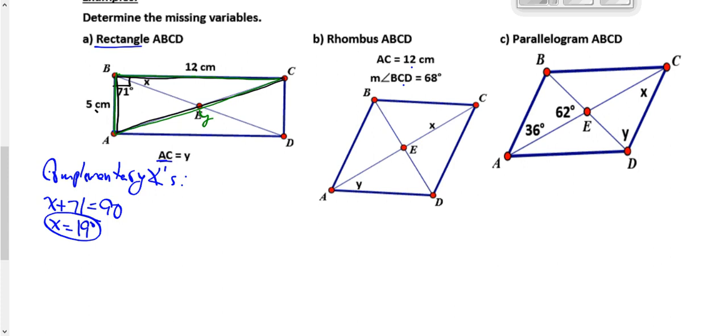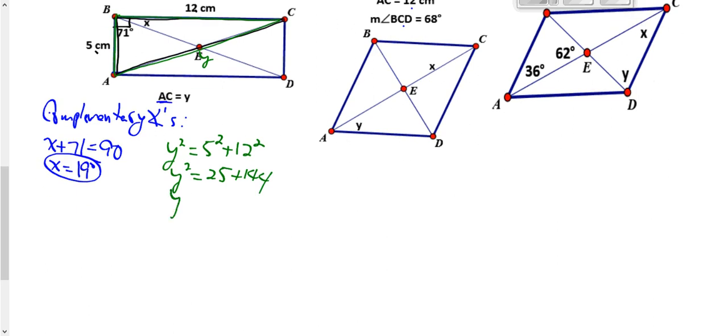Shows you did y squared equals 5 squared plus 12 squared, right? Y squared equals 25 plus 144, yeah? Y squared equals 169, square root of both sides, y equals 13. Or, guys, is this a triple? Am I writing in green?